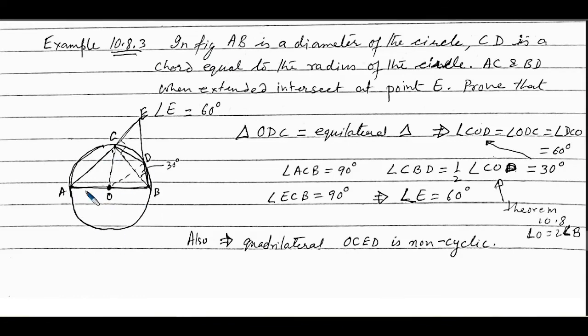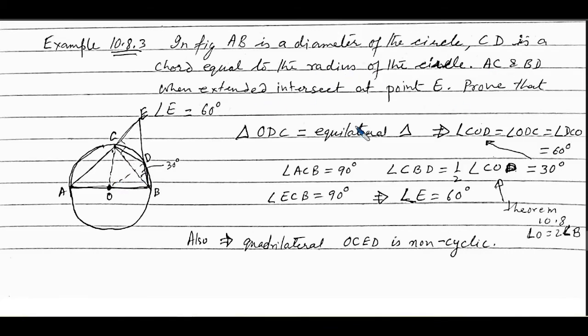Now example 10.13. In this figure, AB is the diameter of the circle. CD is a chord equal to the radius of the circle. This is given. From O to D, O to C and C to D, they are all the same, so it is an equilateral triangle. So the angle between them will be 60.